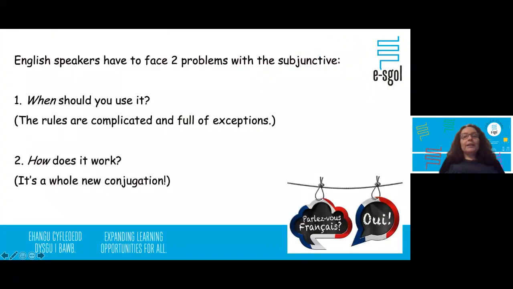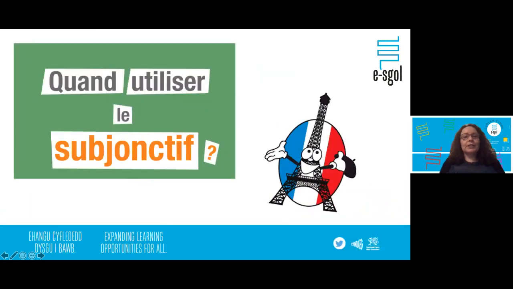Okay, so normally, as English speakers, we face two problems with the subjunctive. So firstly, when to use it? And secondly, how does it work? So let's have a look. So, quand utiliser le subjonctif?